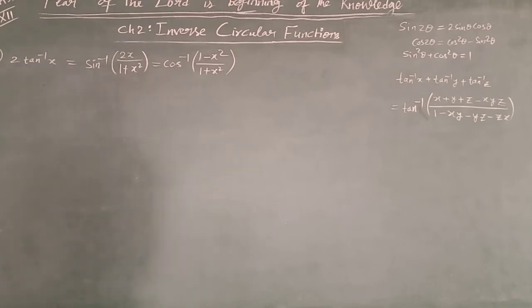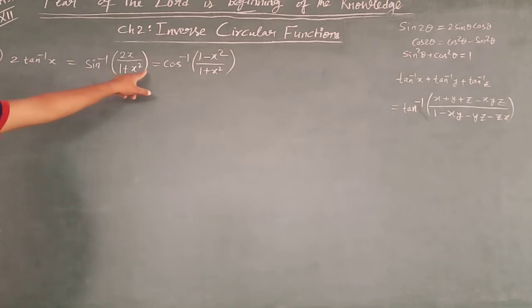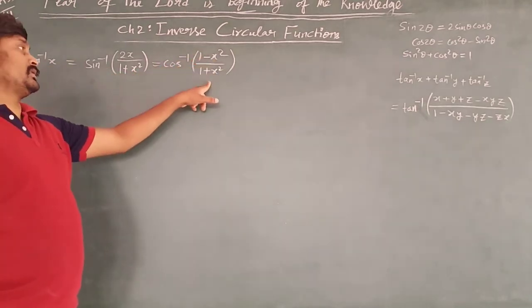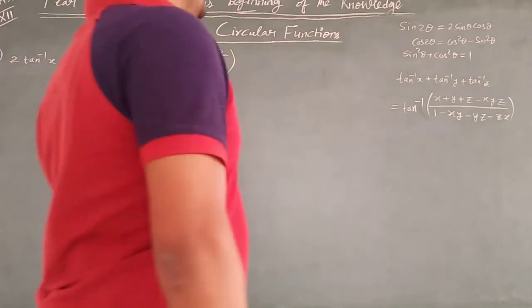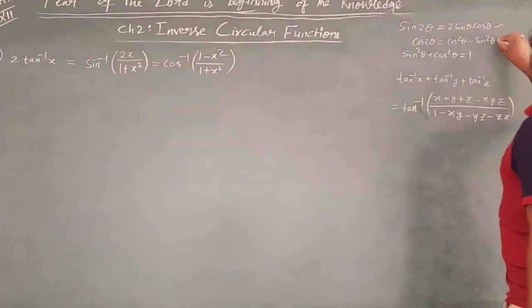Now we are going to discuss the sixth problem. 2 tan inverse x is equal to sin inverse 2x upon 1 plus x square is equal to cos inverse 1 minus x square upon 1 plus x square. This we need to prove.